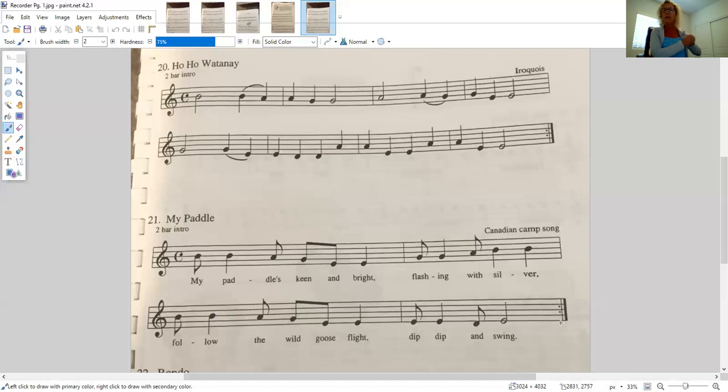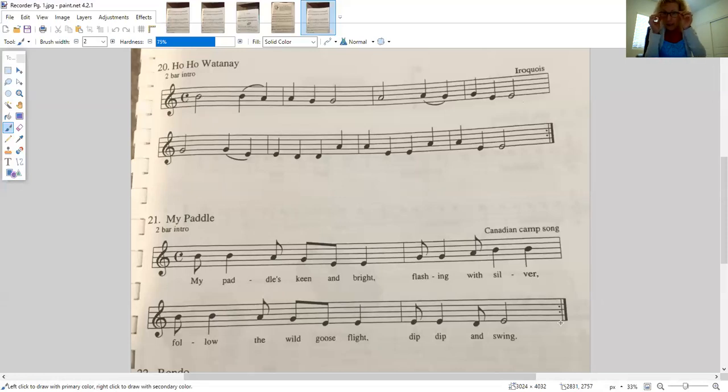And my paddle's keen and bright, flashing with silver. My paddle's keen and bright, dip, dip, and swing. My paddle's keen and bright, flashing with silver. My paddle's keen and bright. I'm sorry, second words are, follow the wild goose fly, dip, dip, and swing.